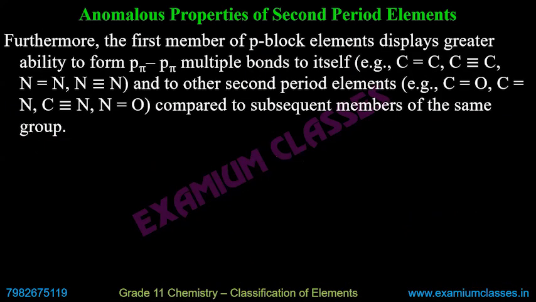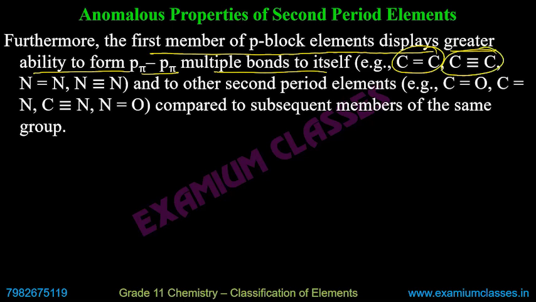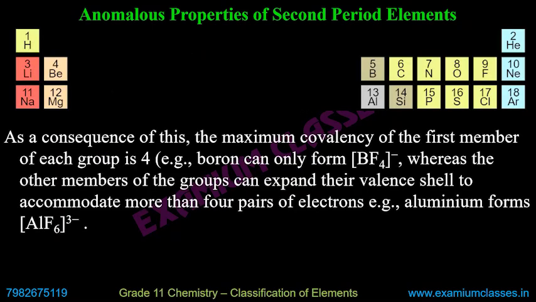Okay. Furthermore, the first member of p block elements displays greater ability to form p pi multiple bonds to itself. For example, carbon-carbon can have a double bond, carbon-carbon can have a triple bond, nitrogen can have double and triple bonds. And with other second period elements, for example, carbon can have a double bond with oxygen, carbon can have a double bond with nitrogen, with nitrogen it can have a triple bond, nitrogen can have a double bond with oxygen. Means what I am talking about is that the elements which are here have a greater tendency to form multiple bonds.